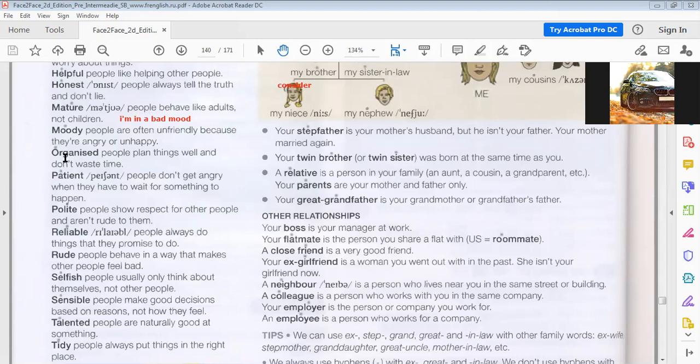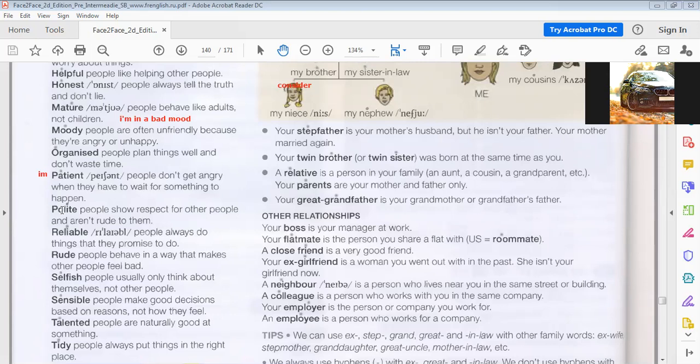Organized, I think it's clear. People who plan things well, don't waste time. This is someone organized. Patient. A patient person can wait without getting angry. All right. I think not like the Libyan people, the opposite of Libyan people. We are impatient people. So this is the opposite, patient, impatient. So I think Libyans are very impatient. We're not patient.